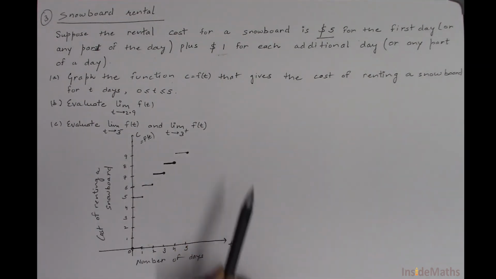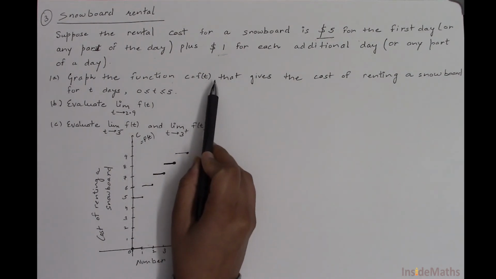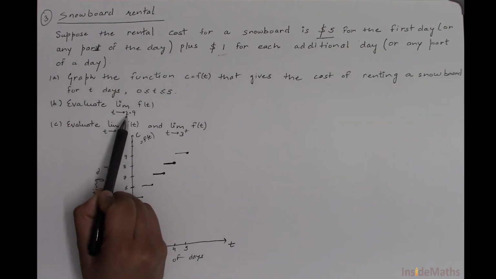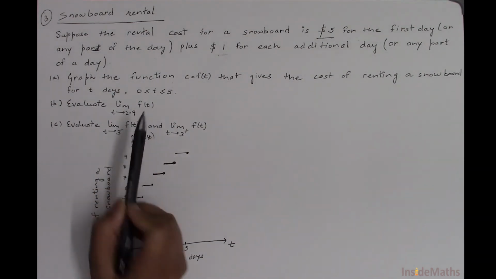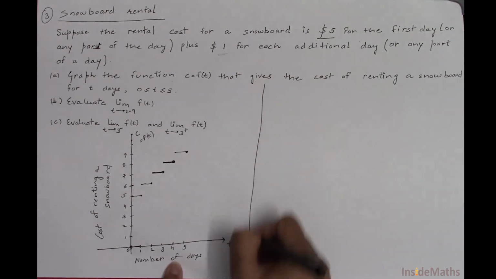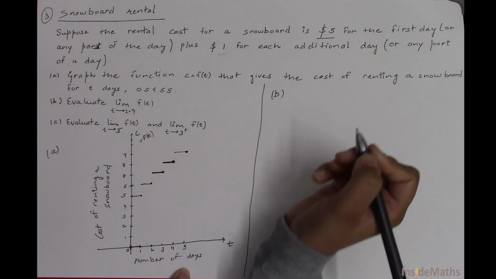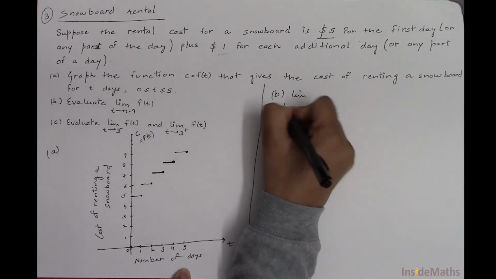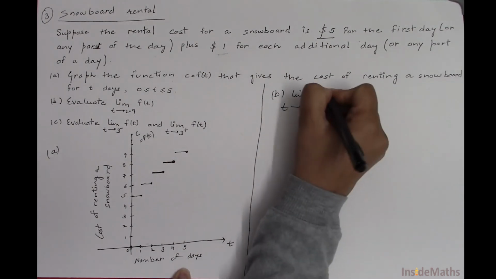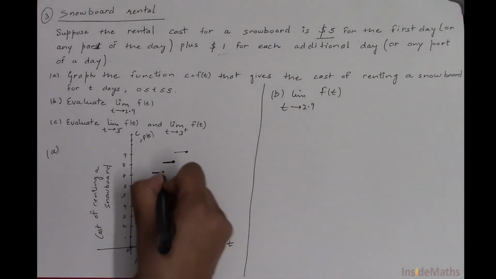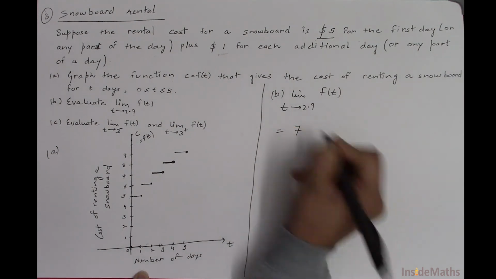Now this is the graph of function f of t. Now we have to evaluate the limit as t approaches 2.9 of f of t. Okay, this was part A. Now B. Limit as t approaches 2.9 of f of t. Now where is 2.9? Here somewhere. When t is 2.9, f of t is 7.